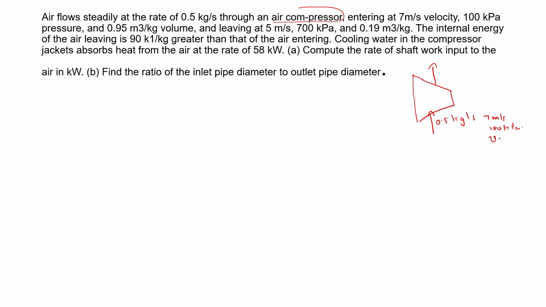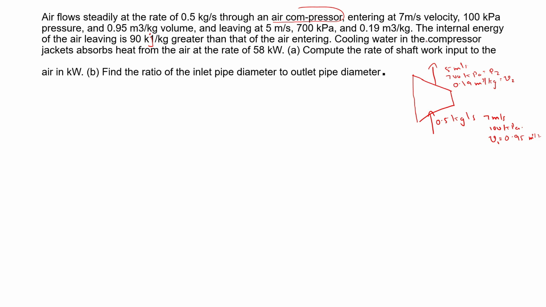And the specific volume of the air here is 0.95 meter cube per kilogram. It leaves at 5 meter per second, 700 kilopascal and 0.19 meter cube per kilogram, the specific volume at the end. The internal energy of the air leaving is 90 kilojoule per kilogram greater than that of the air entering. So this is the change in internal energy.